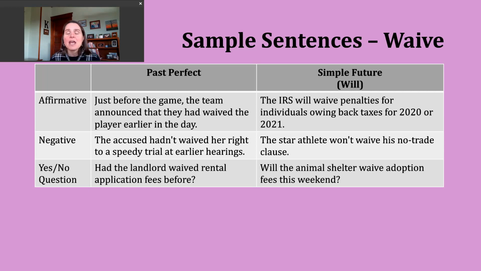Let's take a look at an example sentence. Just before the game, the team announced that they had waived the player earlier in the day. Okay? We actually see this verb waive used a lot in professional sports. And you might be thinking, well, that seems odd. But remember, I told you earlier there's this legal connection to it.